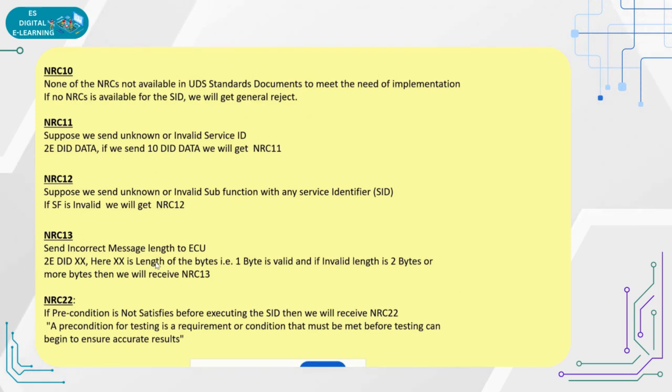Next is NRC 22. This is also very important. You write down the sentence: if precondition is not satisfied. Because before executing the SID or service ID, if the precondition is not satisfied, we'll get the NRC 22.